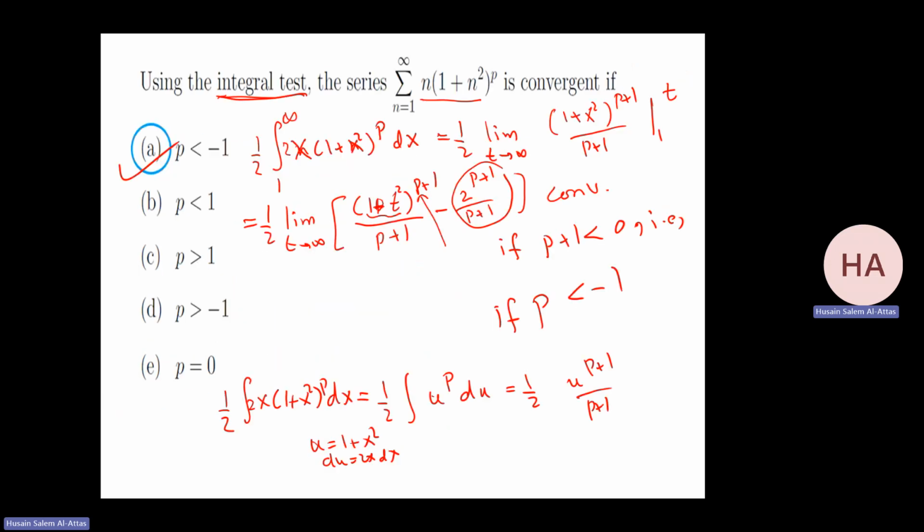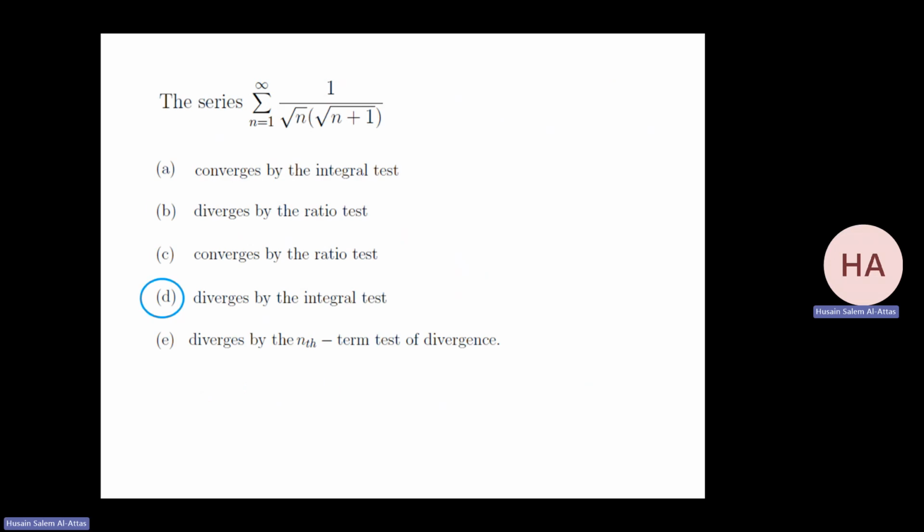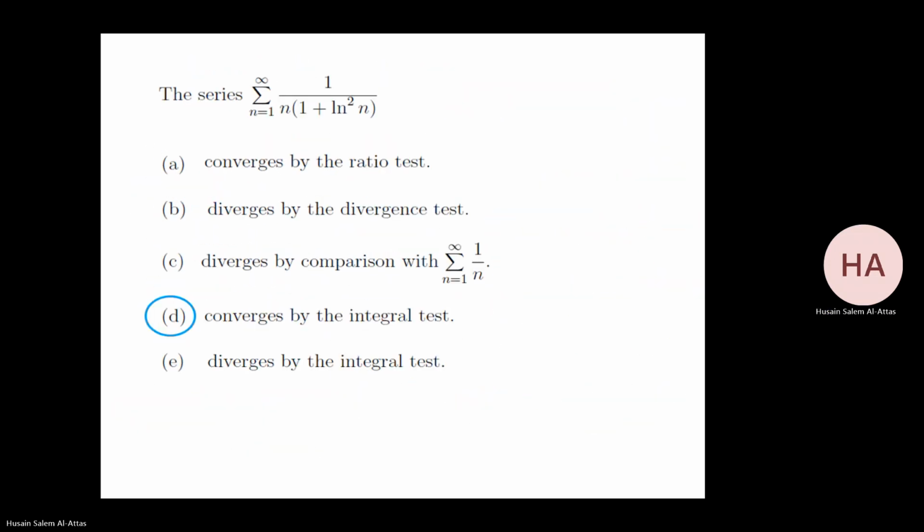Okay, x equal to this one. I have this example, meaning does the series converge or diverge? Okay, now this is positive and continuous, very clear. So check now whether it is decreasing or not. 1 over, it should be decreasing, x times (1 plus ln x all squared).